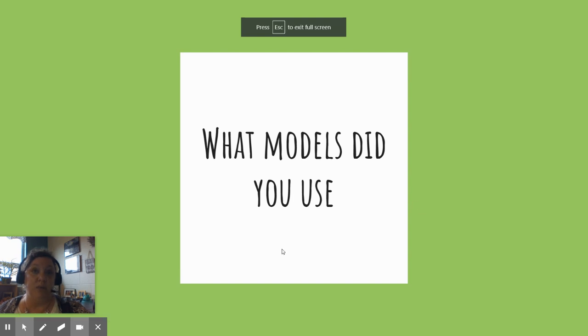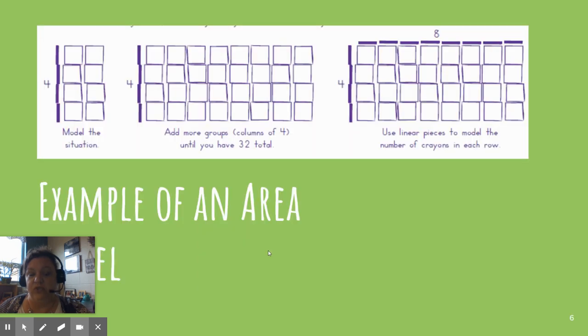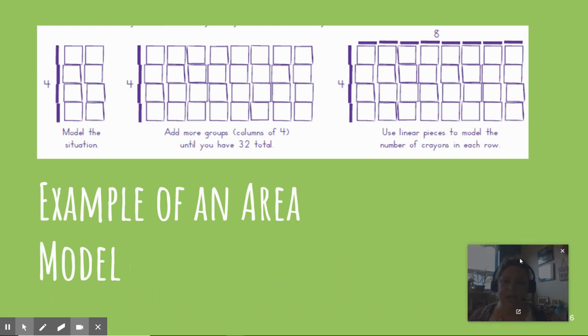So what models did we use? What did you use? There are some different options. Together we made an area model. We made an area model. It was a little prettier than this because we had the app for it. We weren't just using pieces for it.